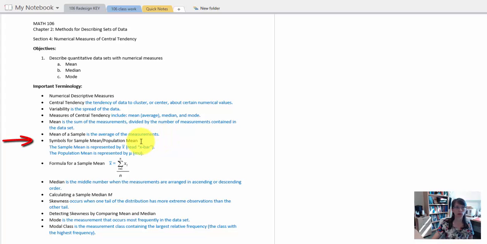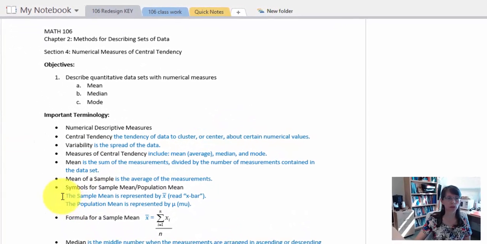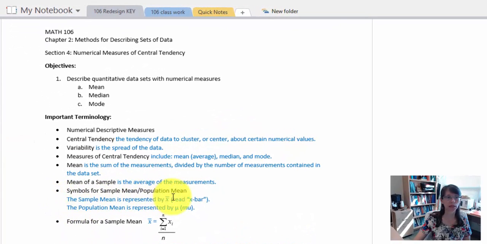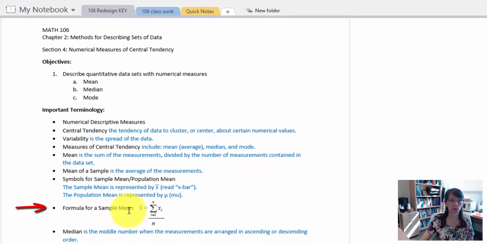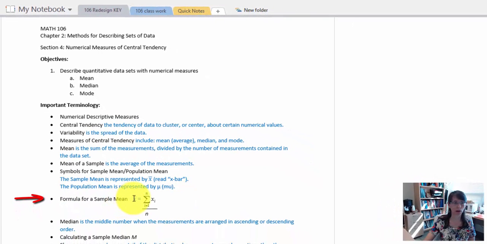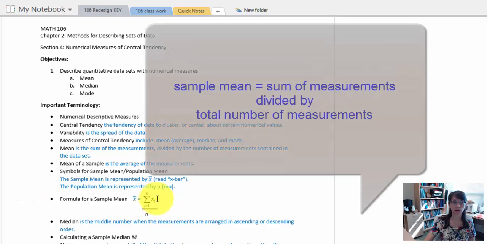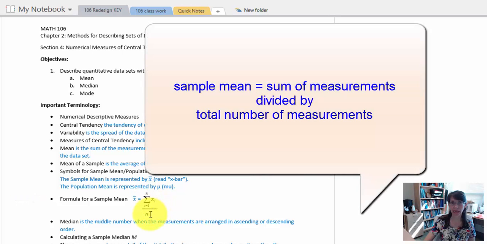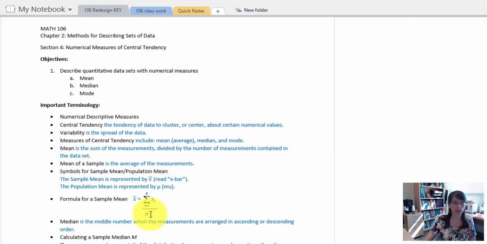The symbols that we're using for the sample mean and population mean are as follows. The sample mean is represented by x bar. The population mean is represented by mu. In this lesson, we are concentrating on samples, so we'll be using x bar. The formula for a sample mean, or x bar, is simply the sum of your measurements divided by n, which represents the number of measurements. This is the formula that we'll be using to calculate our sample mean.